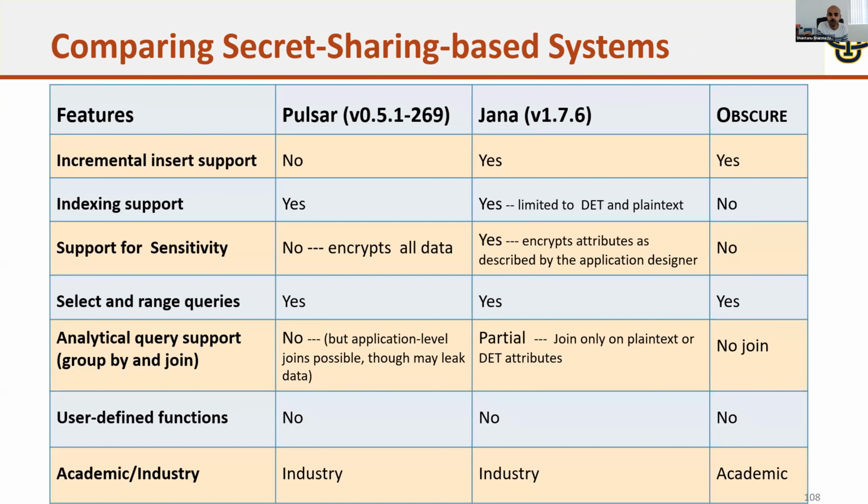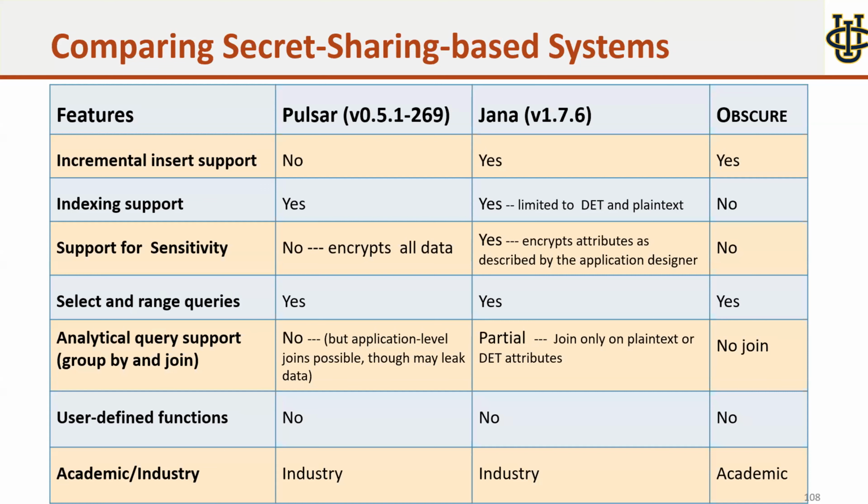Suppose you want to do aggregation queries and all the servers can communicate, then you can use Pulsar, but it requires that there be only one table. If you have multiple tables, they cannot support anything. So they require a huge representation of the entire data. On the other hand, Jana can support the joining operation, but Jana is very slow in that case.